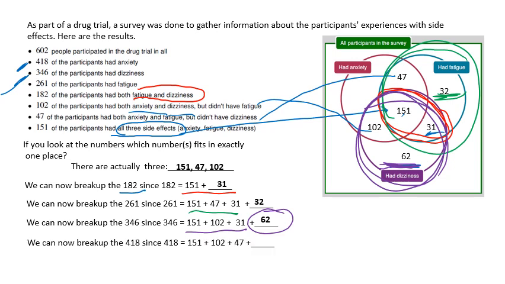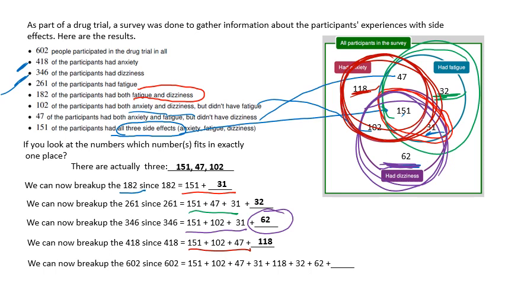We deal with the 418 now, which we actually could have dealt with earlier, as I mentioned. Those having anxiety are in this circle. Missing one number. The other three numbers we have. We add them up, and the missing number has to be 118. Finally, the 602. We have every spot filled except the outside. That outside missing number is 58.